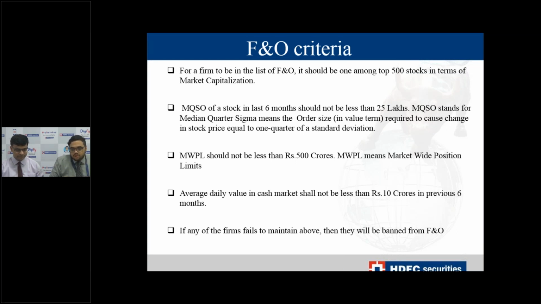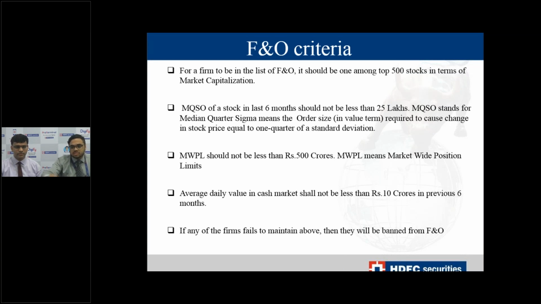Third is MWPL, that is market wide position limit. So we'll discuss what is market wide position limit. So it should not be less than 500 crores. And the fourth one is average daily value in cash market should not be less than 10 crores in the previous 6 months. So if any of these criteria fails, they will come into the ban list. We'll understand what is the ban list. But to be in the F&O list, it should qualify all the above given criteria.